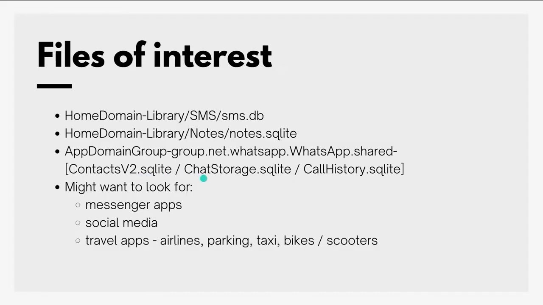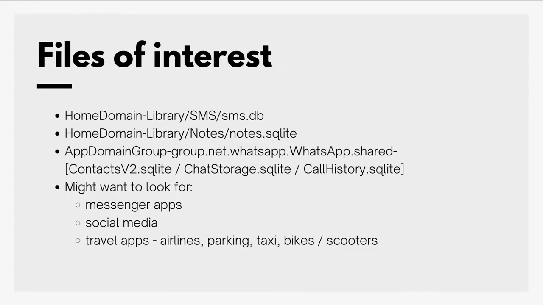There's the chat storage as well that will contain the chats in your WhatsApp application, and everything else just depends on what you're looking for. If I was trying to get as much information out of the backup about a user's behavior or actions, I would look for other messenger apps, like Facebook Messenger or Signal. I would look for other social media applications like Instagram, TikTok and Snapchat. And I think there's a lot to be seen when it comes to the different travel apps.